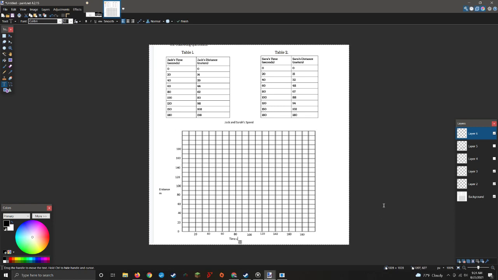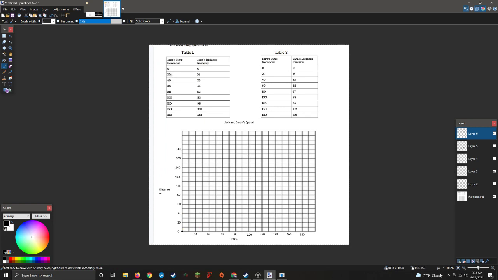Alright, so now it's time for us to go ahead and plot our points. So we're going to be plotting Jack's time here. So starting at 0, we're going to want to put a plot at 0. So once again, our time, that's our first column, so 0, and then 0, that one's easy to do. We put a dot here, 0, 0.